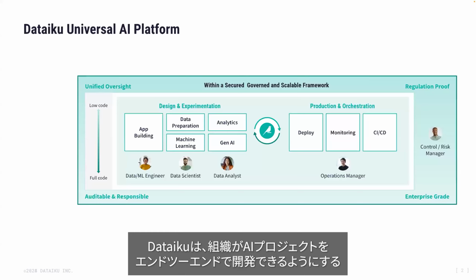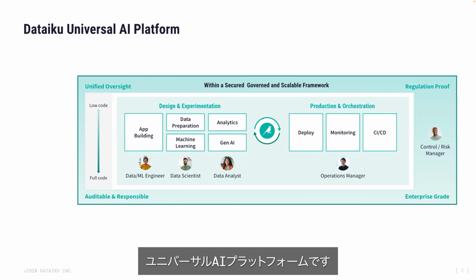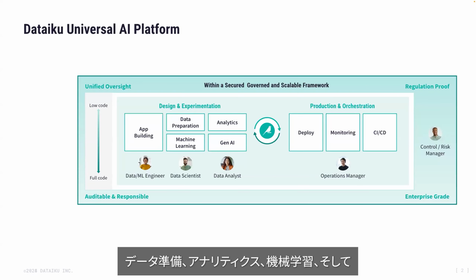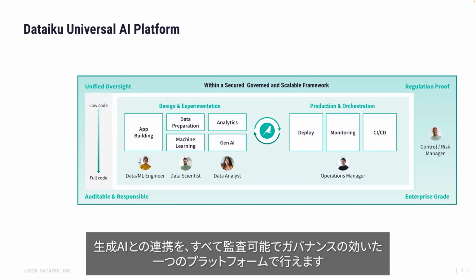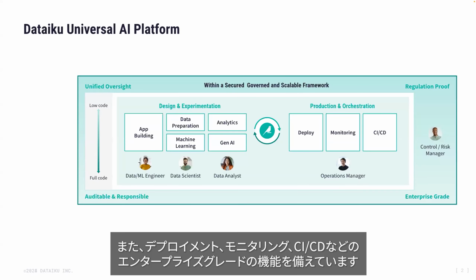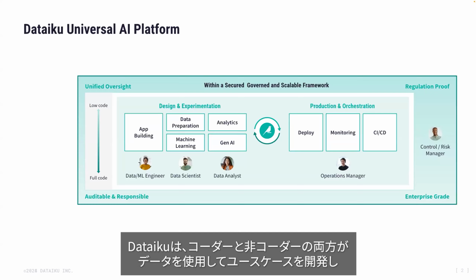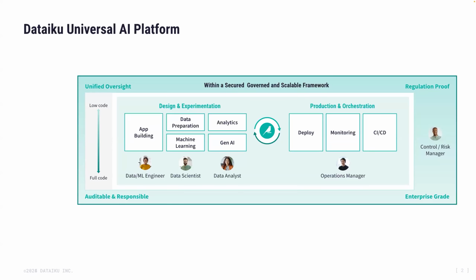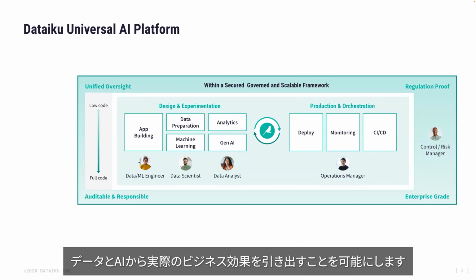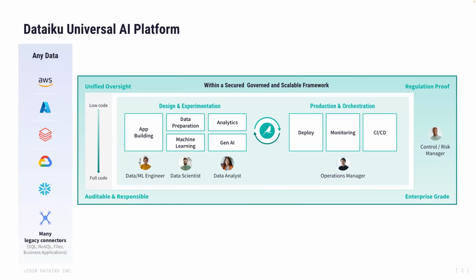Dataiku is the universal AI platform that allows organizations to develop AI projects from end to end, including working with data preparation, building analytics, doing machine learning, and working with Gen AI, all in one auditable and governable platform that has enterprise-grade capabilities, including deployment, monitoring, and CI/CD. Dataiku allows for coders and non-coders alike to work with data, to develop use cases, and to get real business impact from their data and from AI.